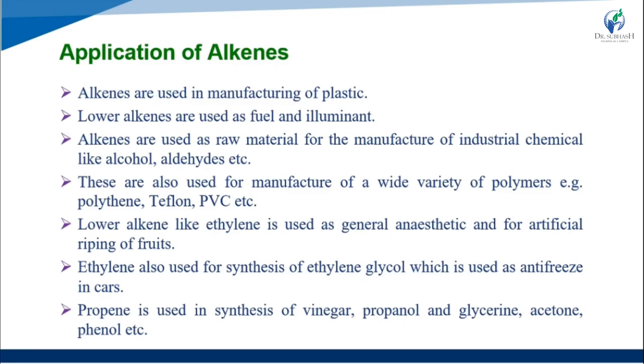Then the fourth one, these are also used for the manufacturing of a wide variety of polymers like polyethylene, Teflon and PVC. And then the fifth one, lower alkenes like ethylene are used as a general anesthetic and for artificial ripening of fruits. Lower alkenes are used for artificial ripening of fruits and also as general anesthetics.